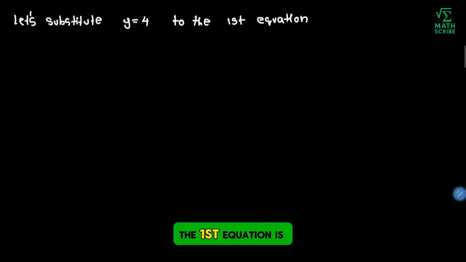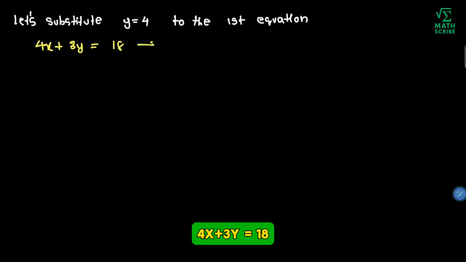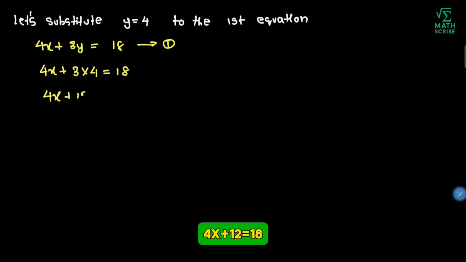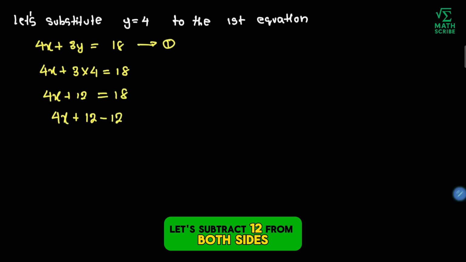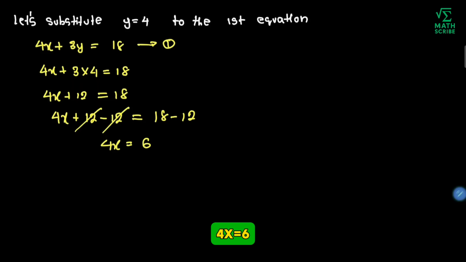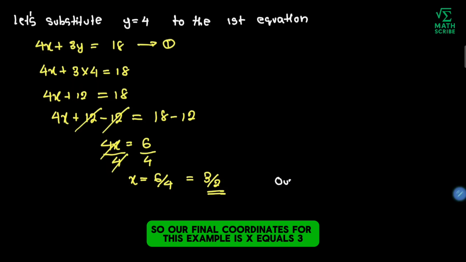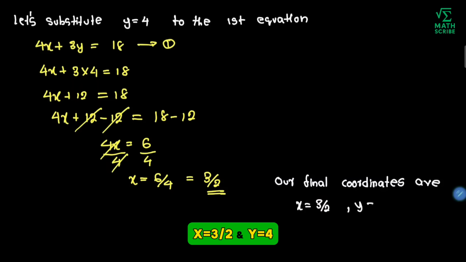The first equation is 4x plus 3y equals 18. Let's plug in 4 for y. 4x plus 3 times 4 equals 18. 4x plus 12 equals 18. Let's subtract 12 from both sides. 4x equals 6. Let's divide both sides by 4. We get x equals 3 over 2. So our final coordinates for this example are x equals 3 over 2 and y equals 4.